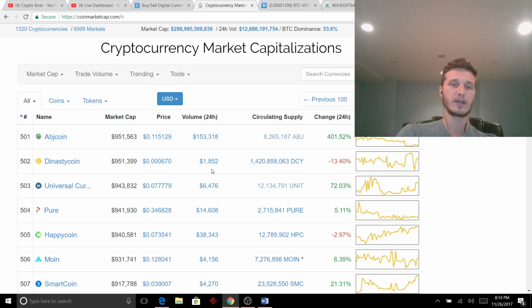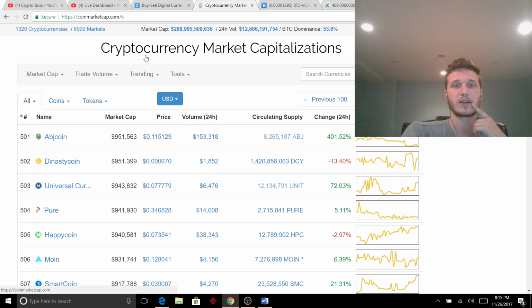So it's going to be hard to sell. Say this coin goes up 50%. While you're trying to sell your $1,000 worth, you might bring the price down by 80%. So some of that you're going to be selling for a loss if you try to sell it all at once.